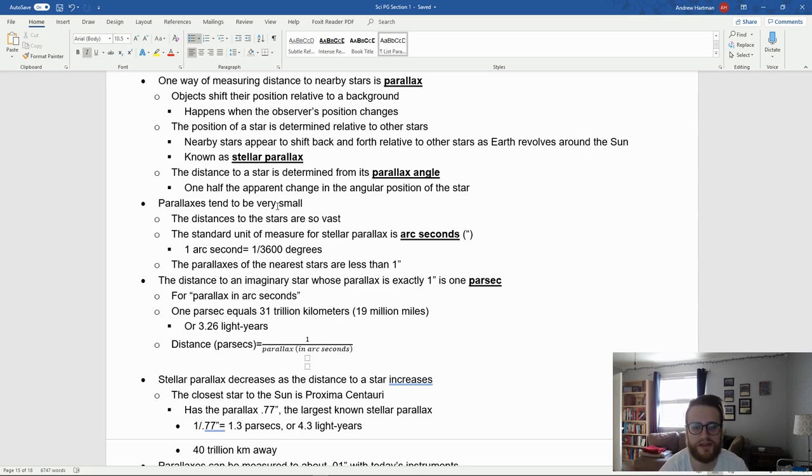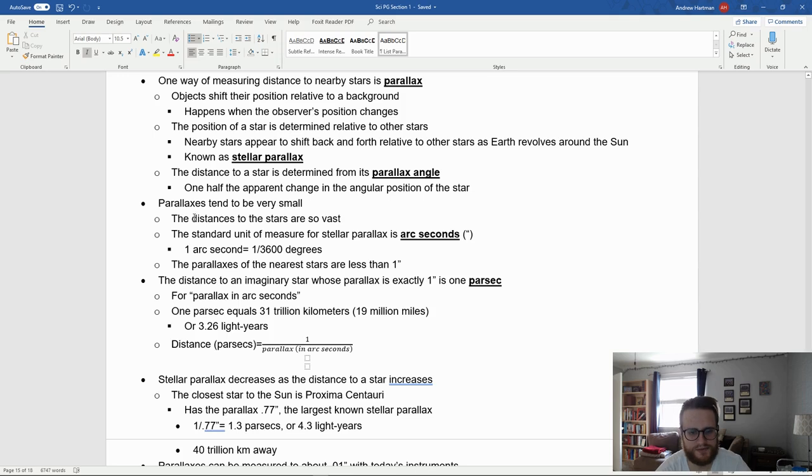which introduces my least favorite aspect of this resource, is that they put everything in both kilometers and miles, which means you possibly have to memorize both of them, so that's great. Or at least memorize, if you just memorize the conversion, I think that's probably easier. But 1 parsec also equals 3.26 light years.